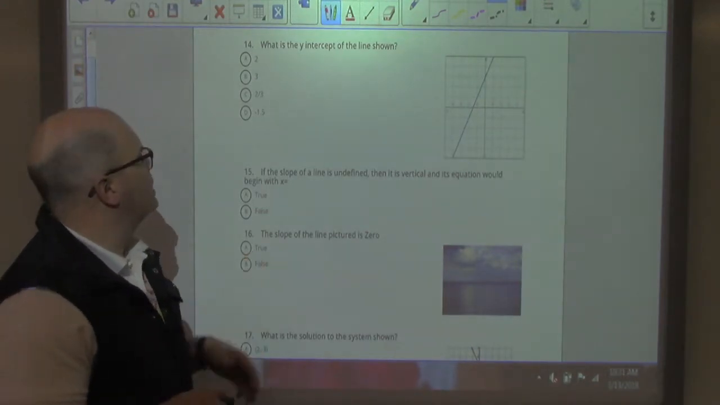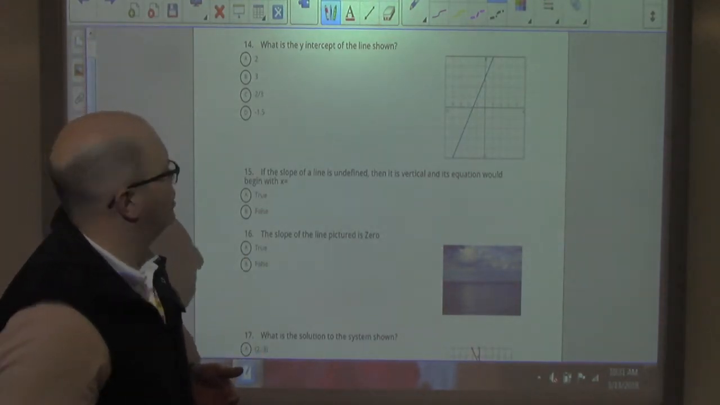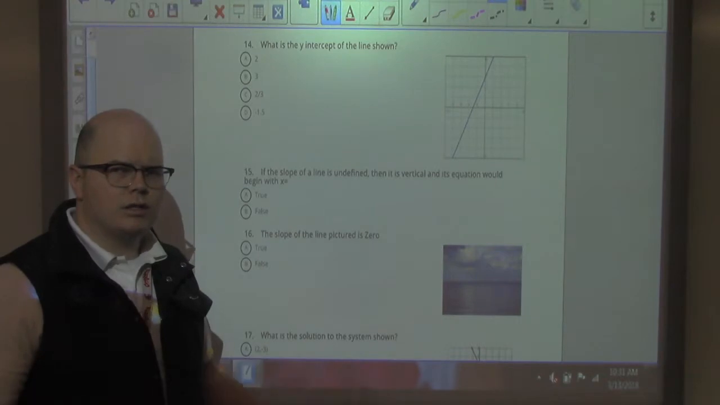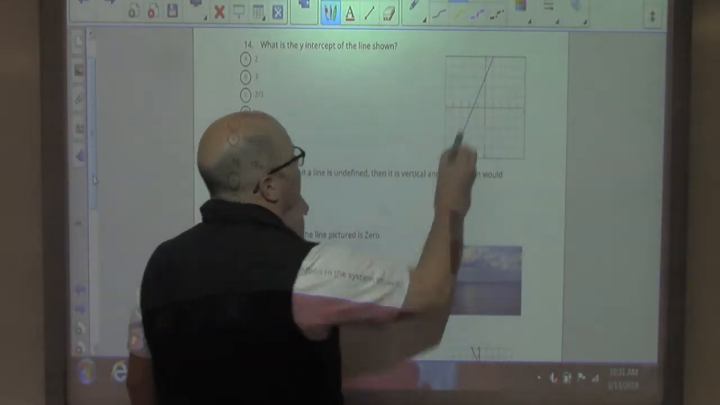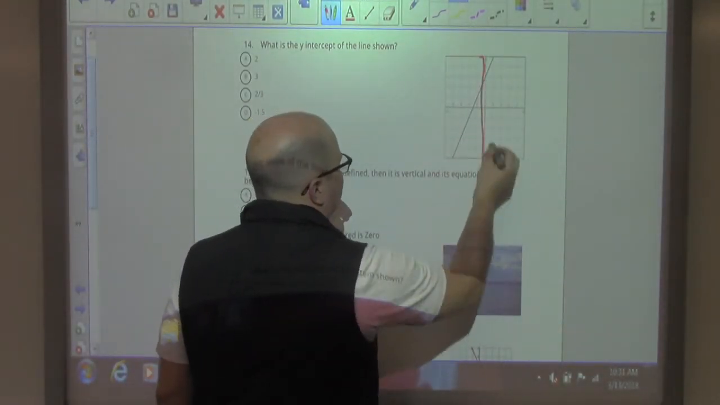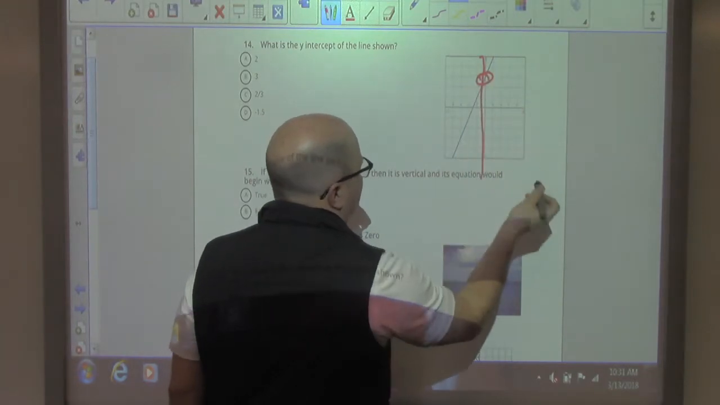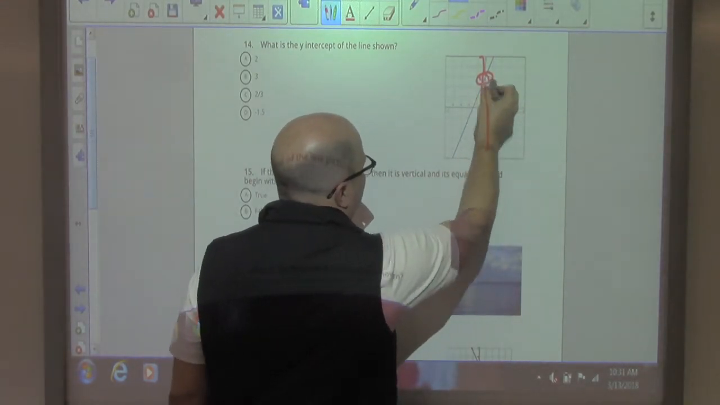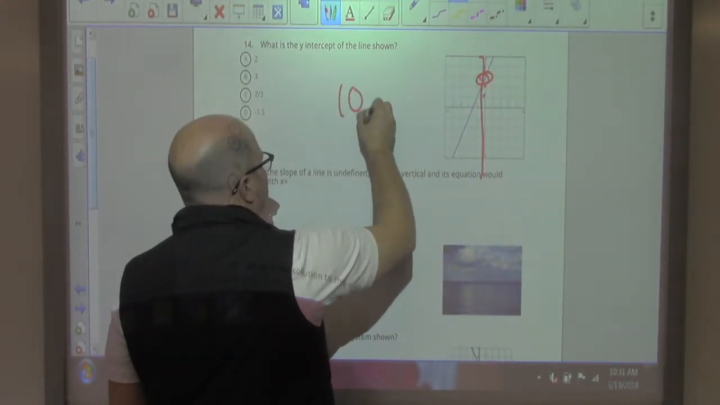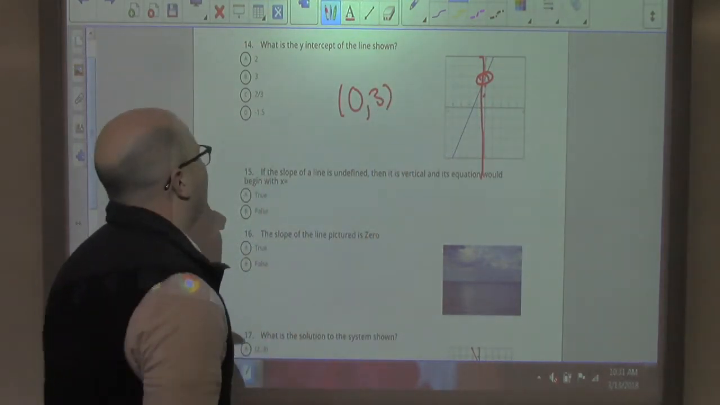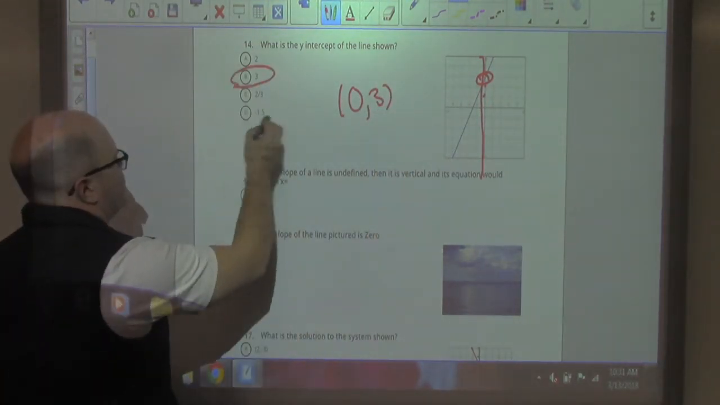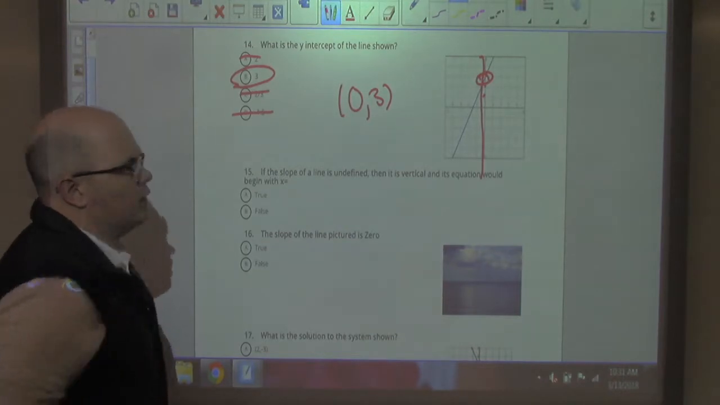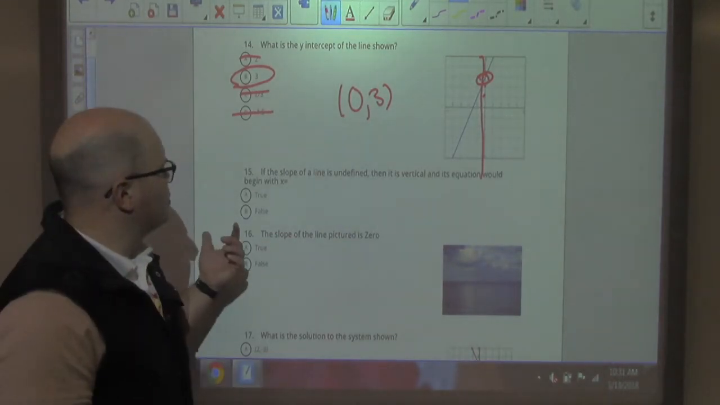Okay, so here it's asking what is the y-intercept of the line shown. Well, the y-intercept is where it crosses the y-axis. This is my y-axis, and that line crosses it right here, which is at point 1, 2, 3. So it'd be the point (0, 3), or you can think of the y-intercept as just being the y-coordinate that it crosses the y-axis at, which is 3.